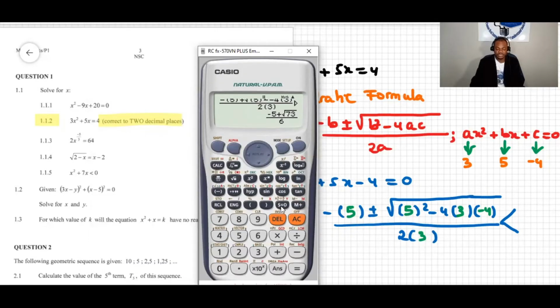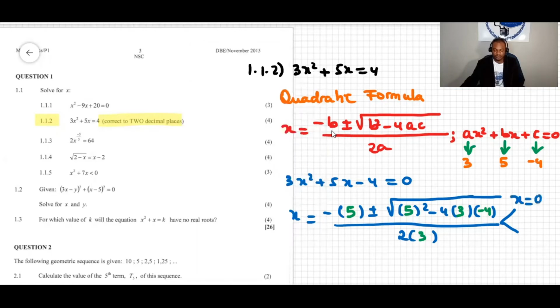So in this situation, I have to press the SD button, and it gives me the decimal values. Now to the second decimal place, remember when we do decimal places, we look at the place values. Because I say second decimal place, I'm going to look at the third decimal place, which is 0. And the 0 is lesser than 5, then I will stop at 59 here. So the answer will just be x is equal to 0.59.